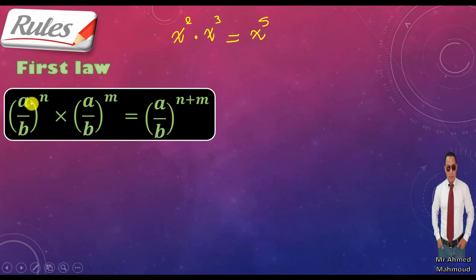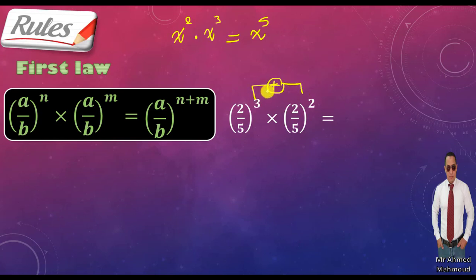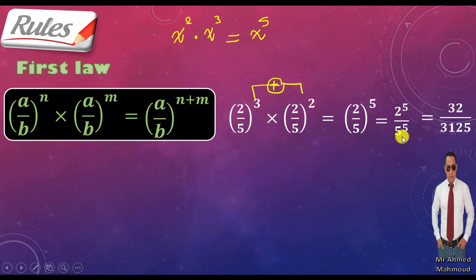For example, if we have (2 over 5) all power of 3 multiplied by (2 over 5) all power of 2, I'm going to add the powers. 2 plus 3, it will be (2 over 5) all power of 5, and then I'm going to use the previous rule of the first lesson. I'm going to distribute the power 5, so it will be 2 power 5 over 5 power 5. It will be 32 over 3125.